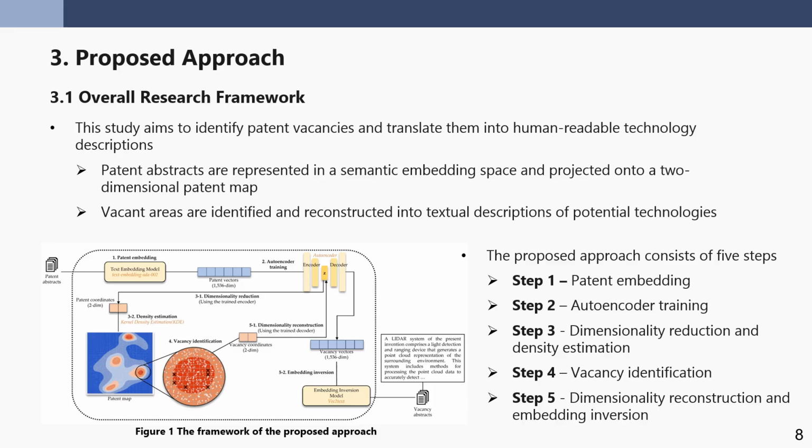Fourth, empty areas in the patent map are identified as patent vacancies. Finally, these vacancies' coordinates are reconstructed into high-dimensional embeddings and converted into human-readable text using embedding inversion. Overall, the framework transforms unexplored areas in a patent map into interpretable descriptions of potential technologies.